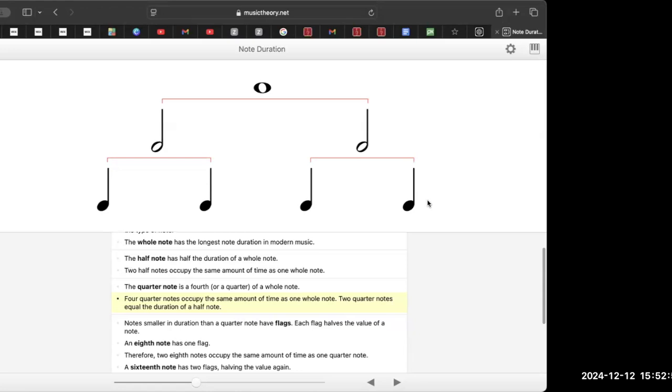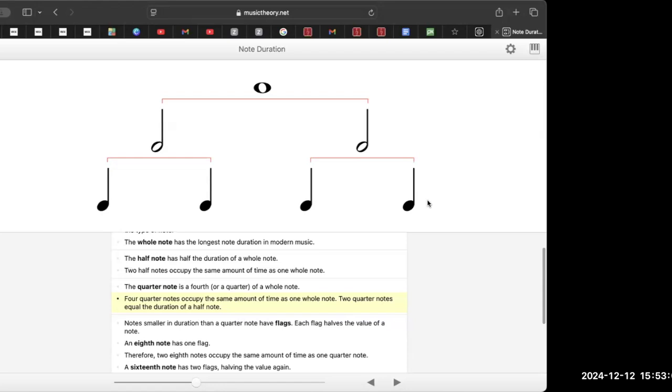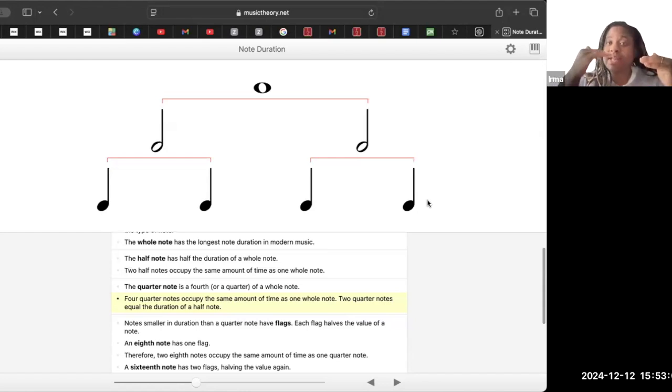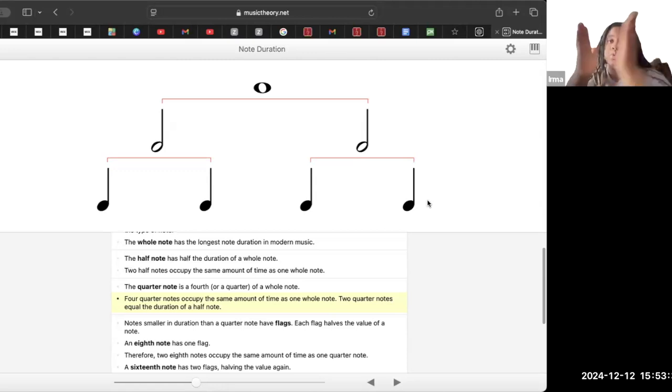So the whole note, you'll hold for 4 beats. So it'll be 1, 2, 3, 4. Keep it connected. And then the half note gets 2 beats. So it'll be 1, 2, 3, 4. That's how we would look at it.